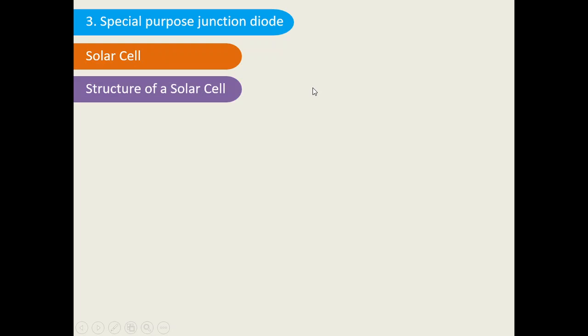So the structure of the solar cell, how does it look like? First, the normal PN junction diode, how it looks like. This is the normal PN junction diode. This is the silicon substrate. On this side, the p-type impurities are doped. On this side, the n-type impurities are doped, and in between there is a formation of a junction.